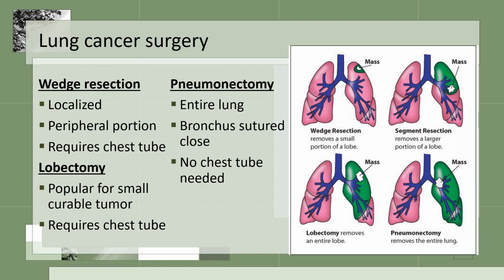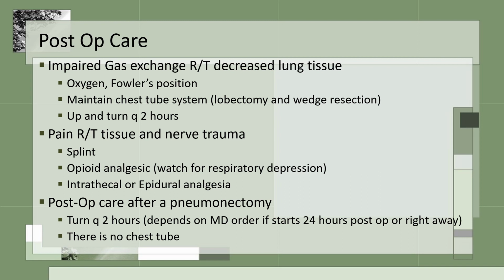So post-op care for lung surgery. The nursing diagnosis would be impaired gas exchange related to decreased lung tissue. They're going to receive oxygen and be in a Fowler's position. We're going to maintain chest tube systems in the case of a lobectomy and wedge resection. We're going to have them up, and if they're in bed, we're going to turn them every 2 hours.